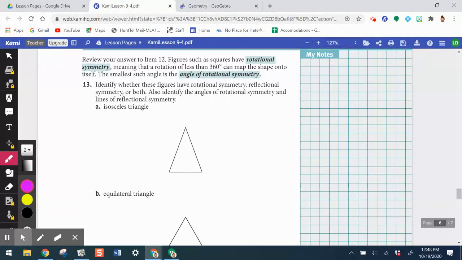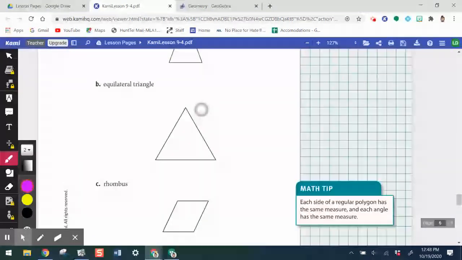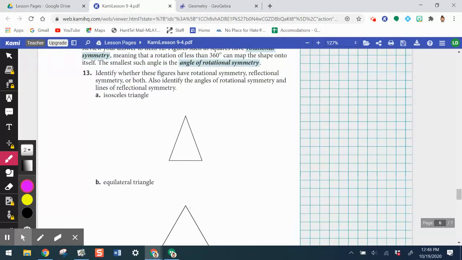So we could rotate any of these figures, assuming they have rotational symmetry, of less than 360 degrees, because if we rotate it 360 degrees, of course it's going to end up back where it began. That's what 360 degrees does. So anything less than that, if it appears to map exactly where it was, then we say that it has rotational symmetry. And the smallest such angle that we could rotate it so that it appears to map to itself is known as the angle of rotational symmetry.